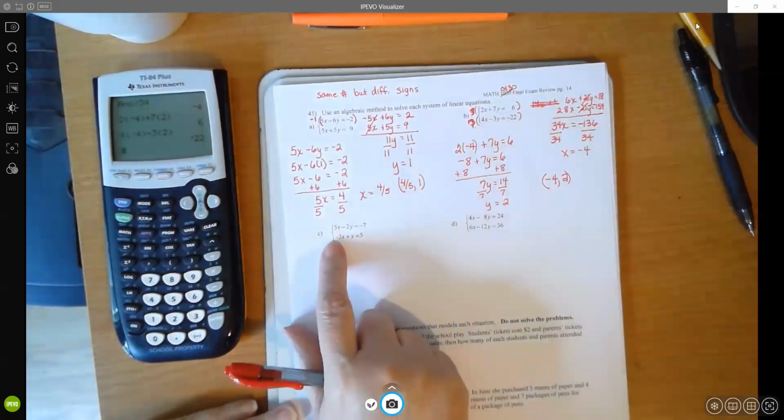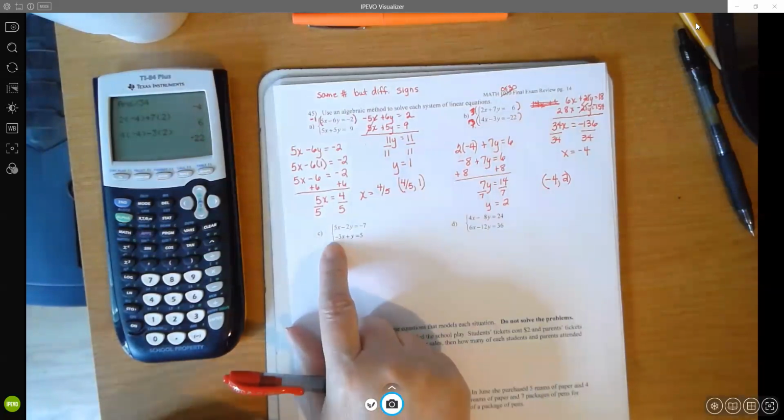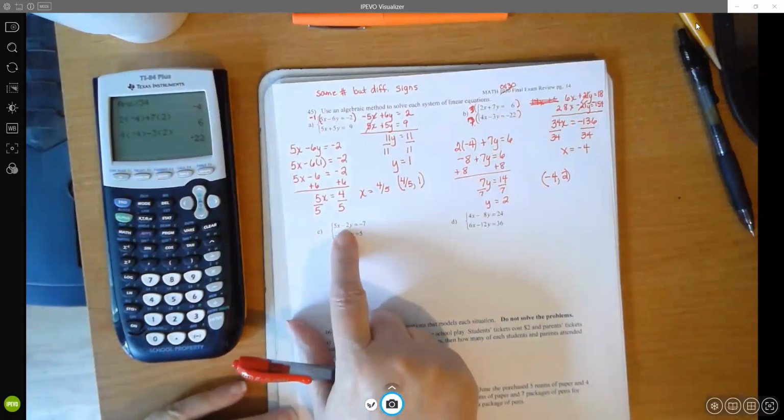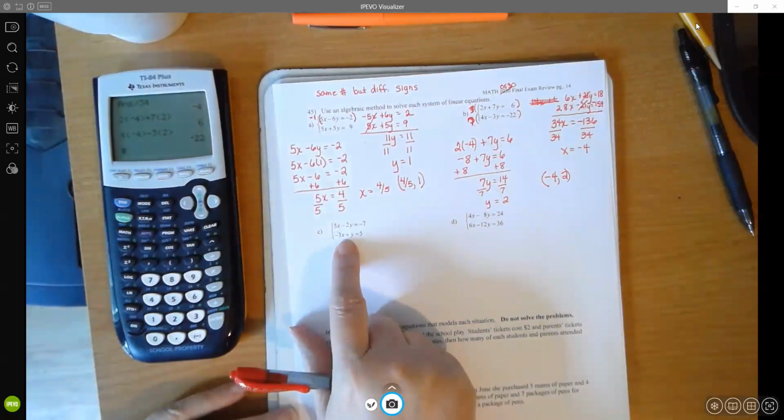Let's look at the next one. 5x and a negative 3y. Those are kind of big. There are opposite signs, but so are the negative 2 and the positive 1.